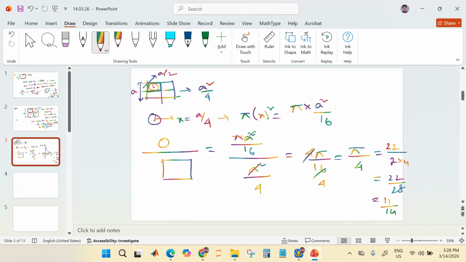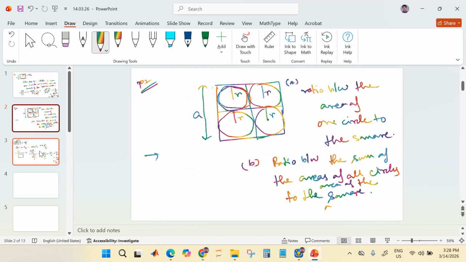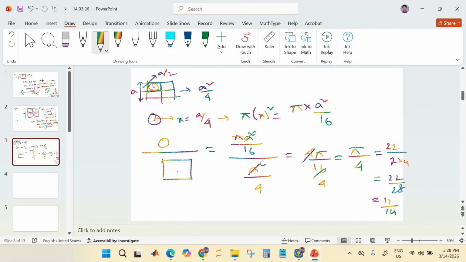And if I ask that the sum of all the circles, that means 4 times of it. I mean 4 times of the circle. It is not 40, it is circle. Okay. 4 times of circle and the square, that is 4 into 11 by 14. That is 11 into 2, that is 22 by 7. 22 by 7 means it is exactly pi.